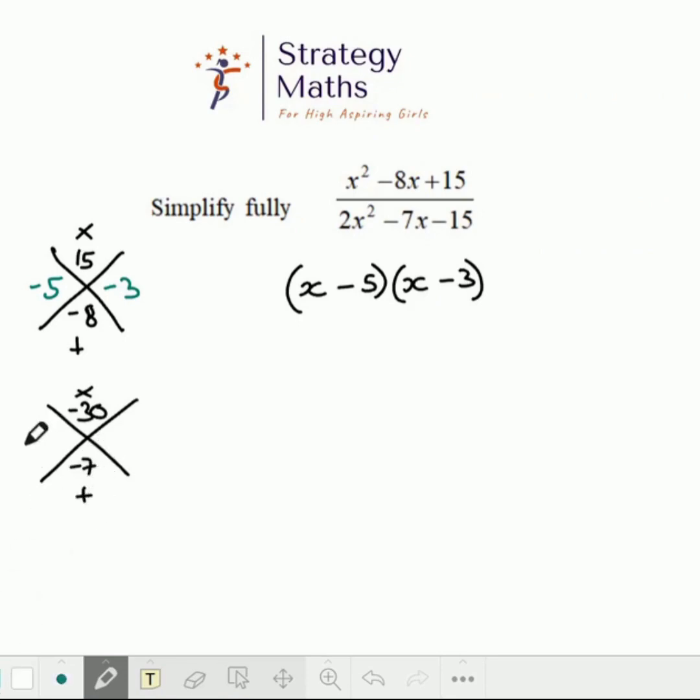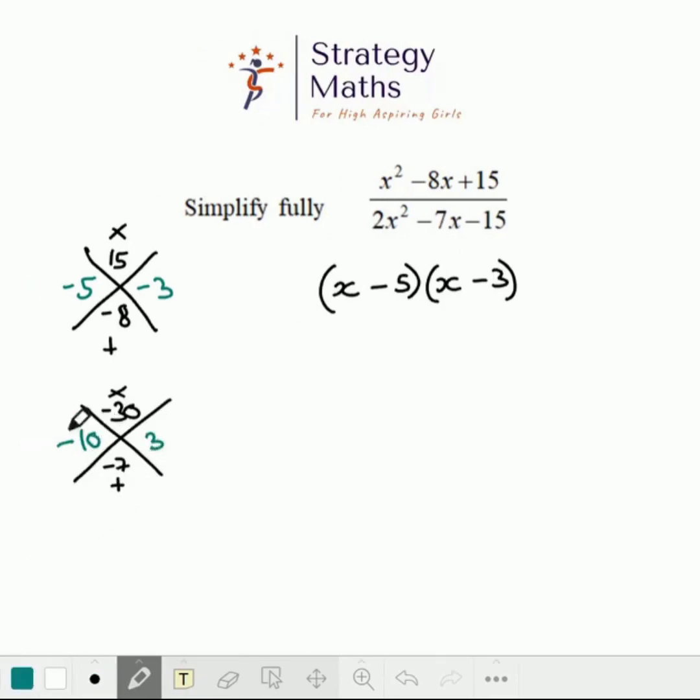And those two numbers would be negative 10 and positive 3. Now that we've found the numbers minus 10 and 3, we're going to rewrite the denominator as 2x squared minus 10x plus 3x minus 15. And if you've seen my video on this technique, I use a reverse grid method to factorize this now. Inside the multiplication grid, I put 2x squared, minus 10x, 3x, and minus 15. And then we factorize.